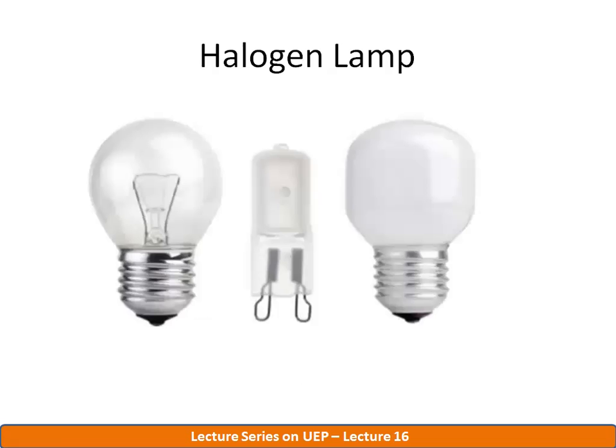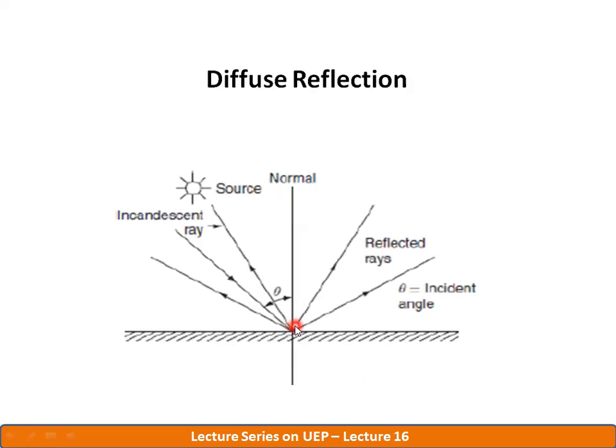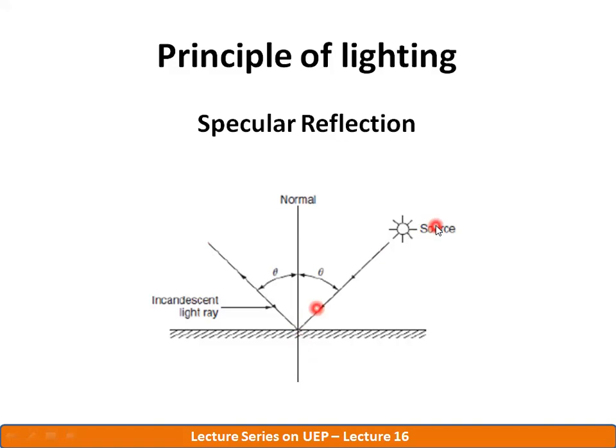So for specular reflection, here an example is considered. The angle of light incidence is equal to the angle of reflection. And depending upon the material used for reflection, the absorption varies. So these two angles are equal.